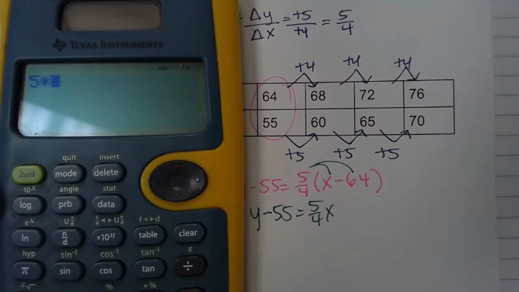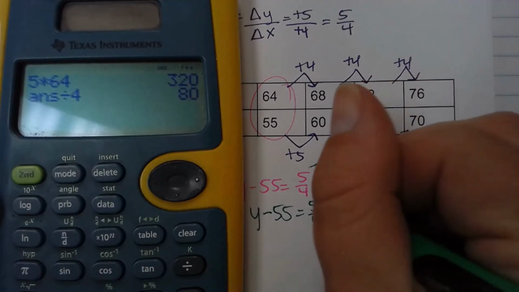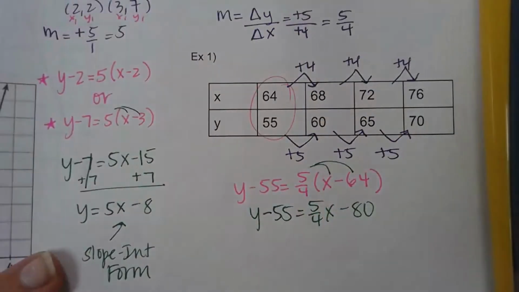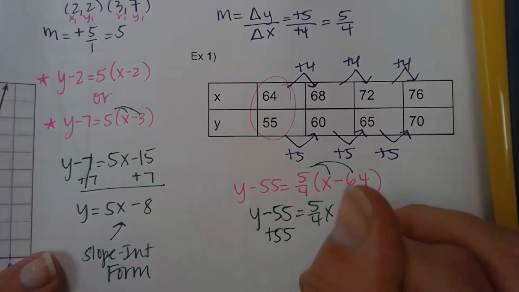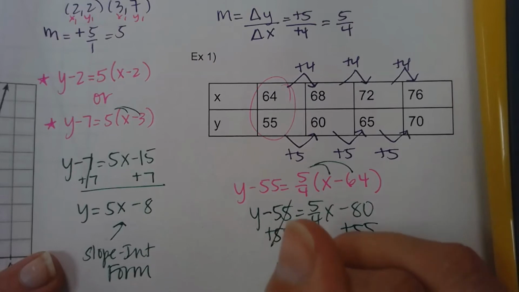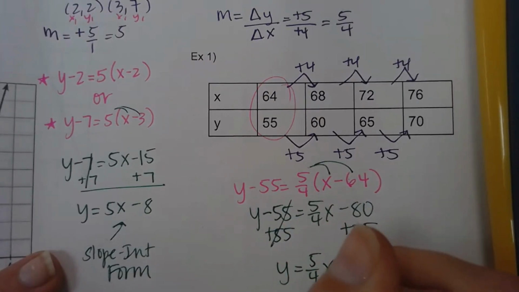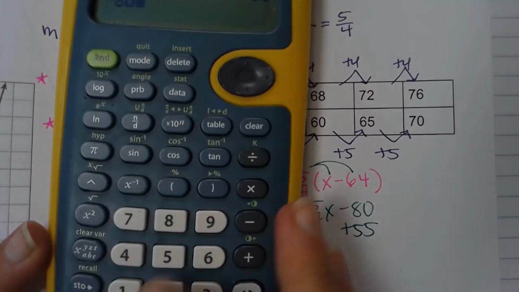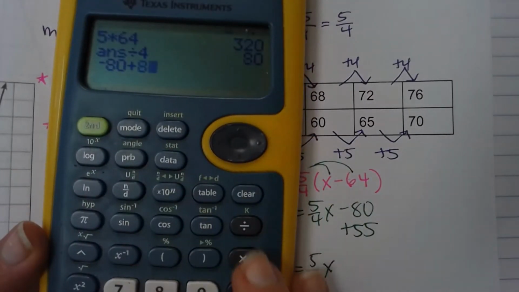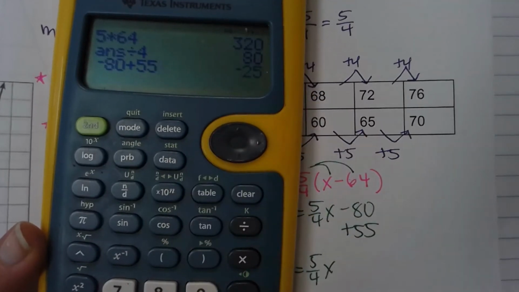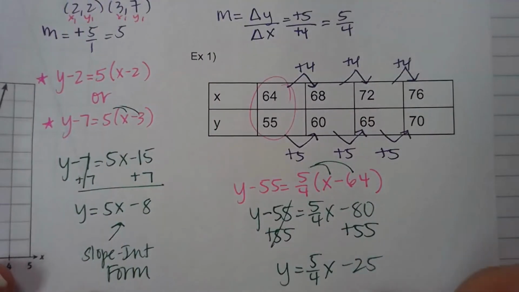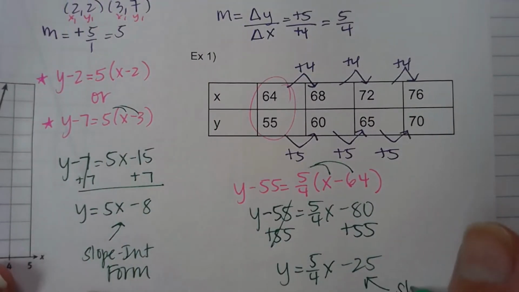So 5 times 64 divided by 4 is 80, and it's negative 80 because a positive times a negative, and then I add 55. So 5/4 x, and then negative 80 plus 55 is negative 25. And this is, again, my slope-intercept form.